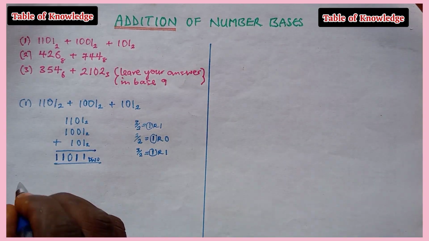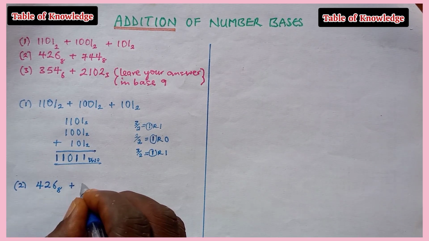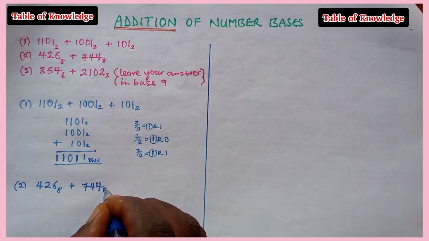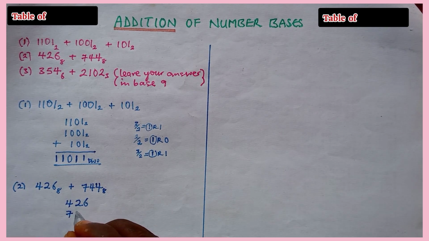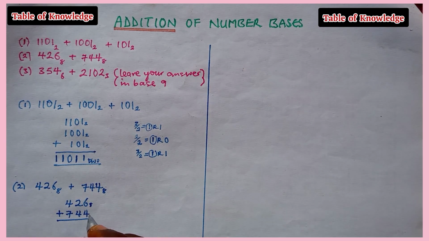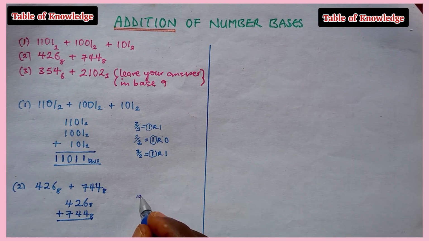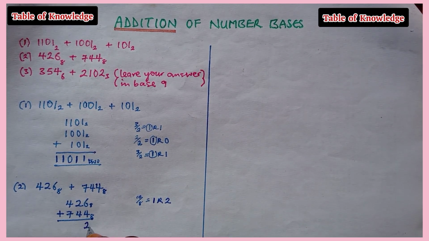Now let's do the number 2. 426 in base 8 plus 744 also in base 8. We arrange them in this order, 744, each of them in base 8. Now we add 6 plus 4 is 10. 10 is greater than the base, which is 8, so we cannot write down the 10. We use the base to divide the 10, and that gives us 1, remainder 2. So we write down the 2, and carry this 1.